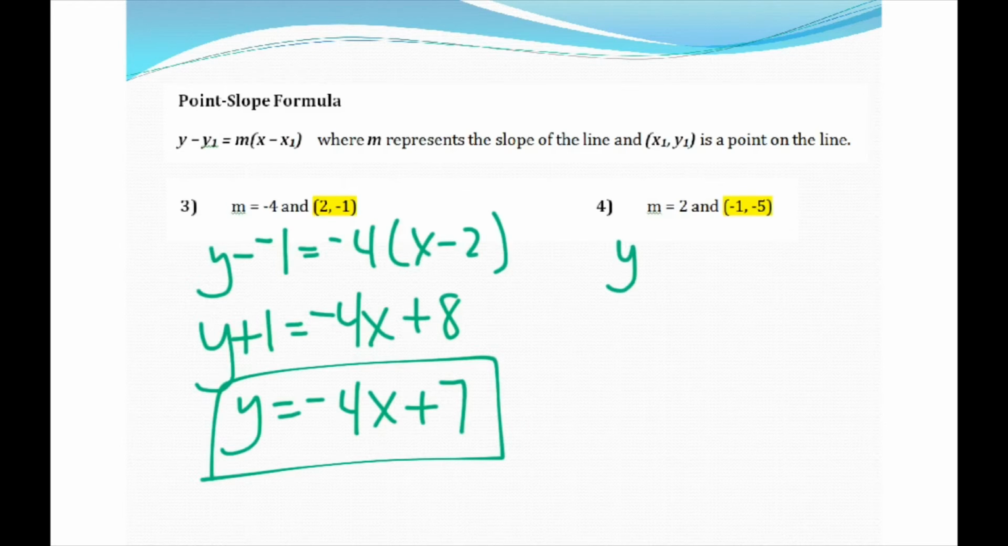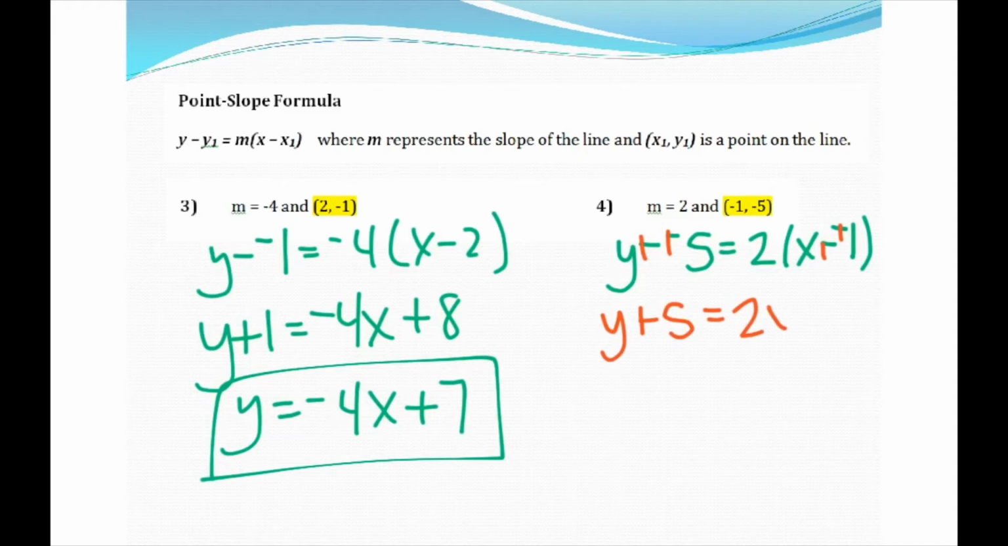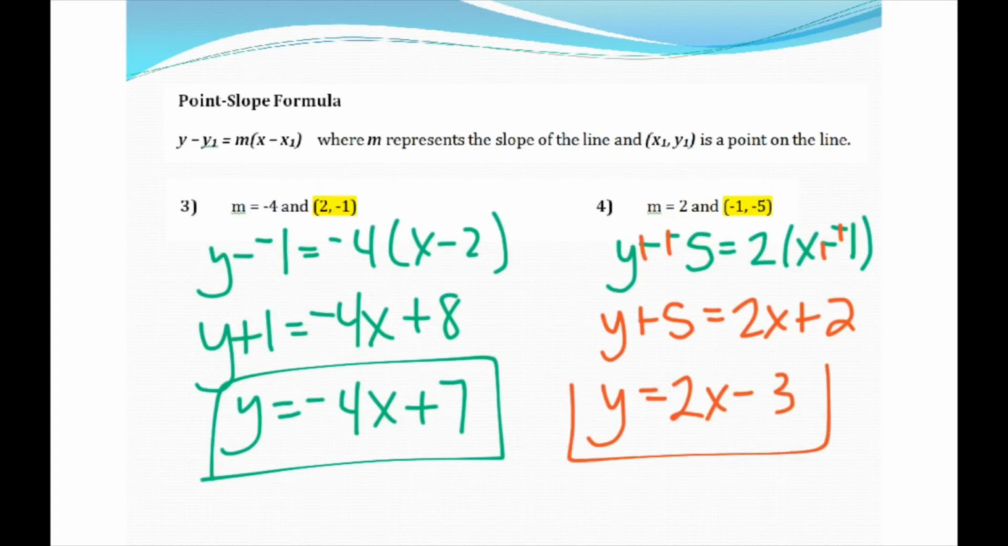So if we're given the slope, it actually is really easy to do. You just have to watch your signs. That's mostly the hardest thing about it. If you're already given the slope, that makes it pretty easy. So on this one, we're going to have y plus 5 equals 2x plus 2. We're going to subtract 5 from both sides, and there's the equation of the line.